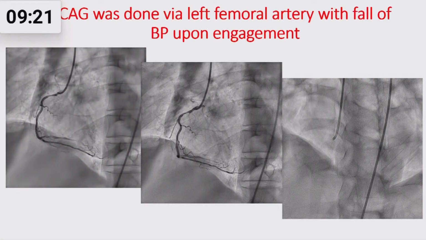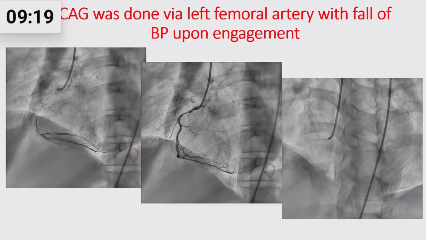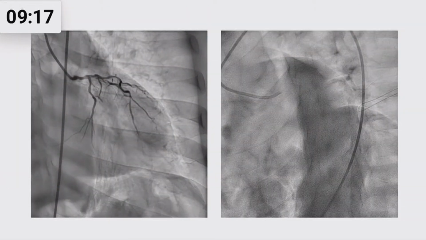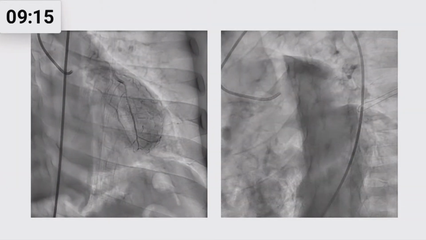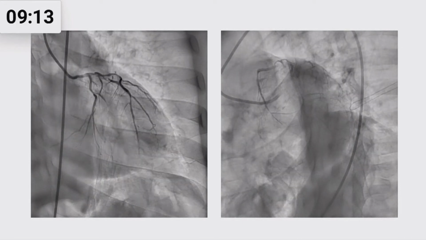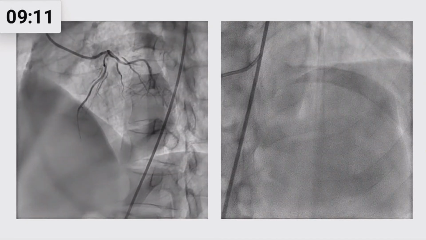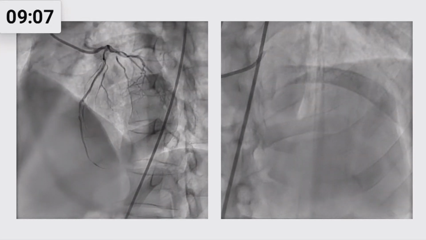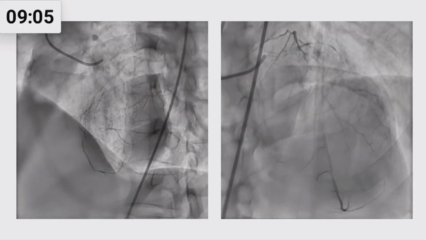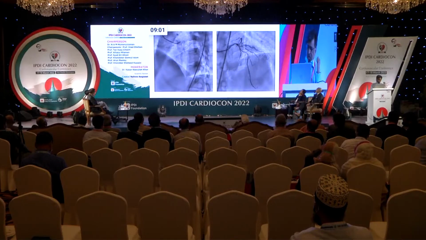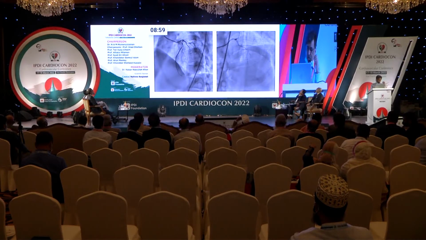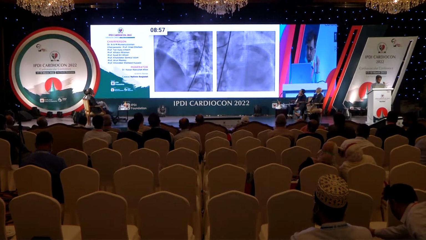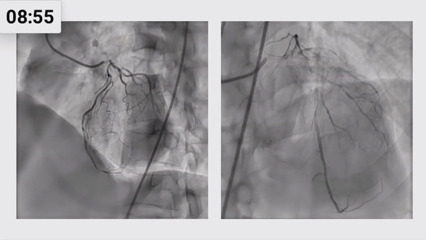You can see the proximal RCA has tight disease, and the LAD is also diseased. The diagonal is a big vessel, it is also diseased, and the LAD in the mid part is tight, and the distal left main seems to be borderline disease. So in this case, CABG is definitely not an option, given so many comorbidities and the acute situation.